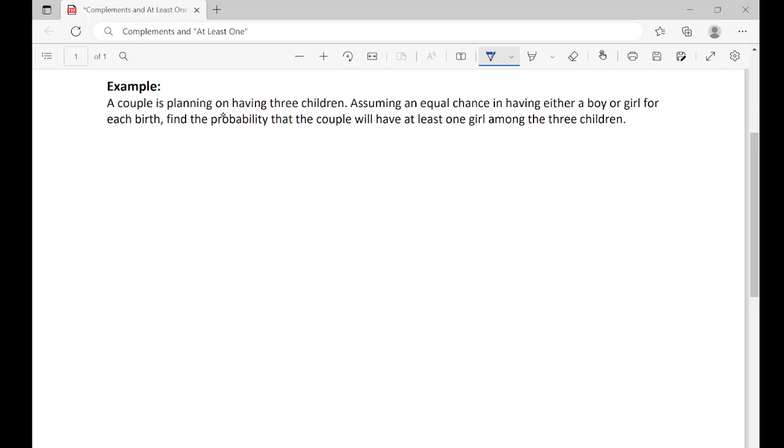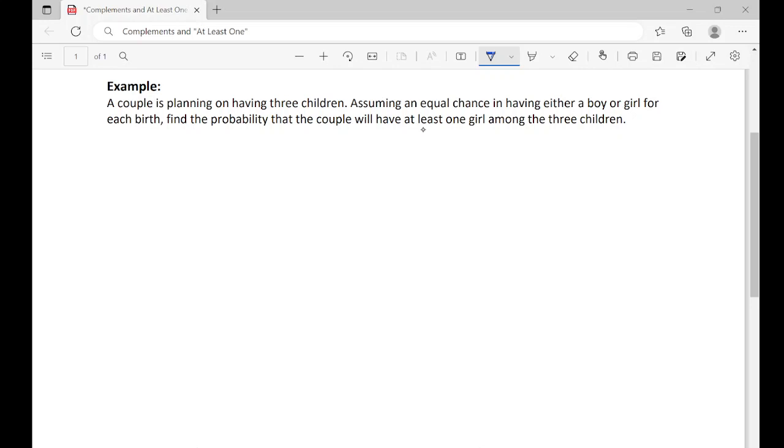A couple is planning on having 3 children. Assuming an equal chance of having either a boy or a girl for each birth, find the probability that the couple will have at least one girl among the 3 children. So we can try and find out how many different ways you can have 3 children, boy, girl, boy, and so on. Could take some time, you could miss one, or we can just find out what we don't need and then do the complement rule to find out what we do need.